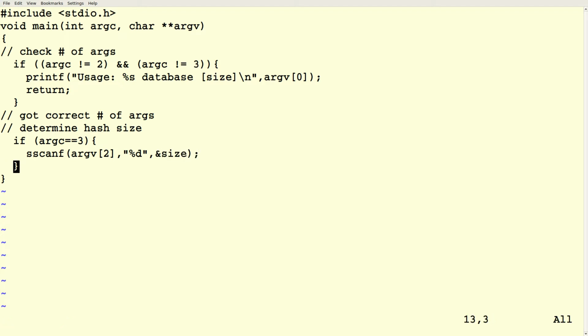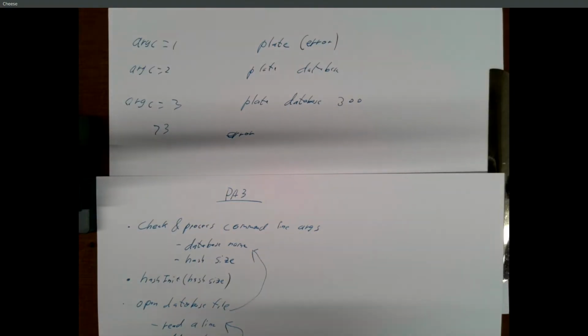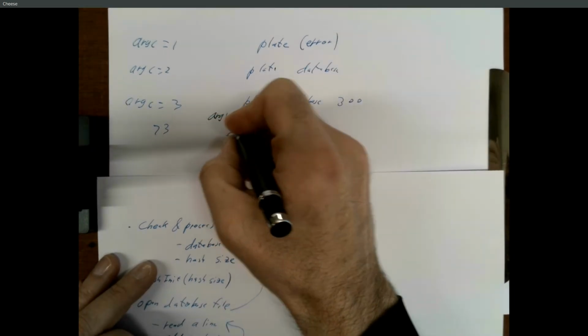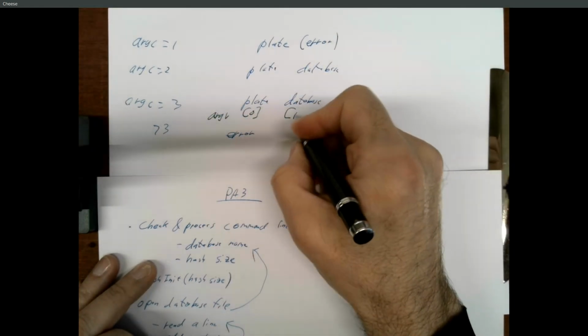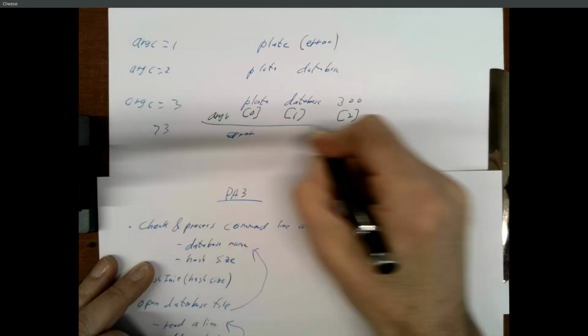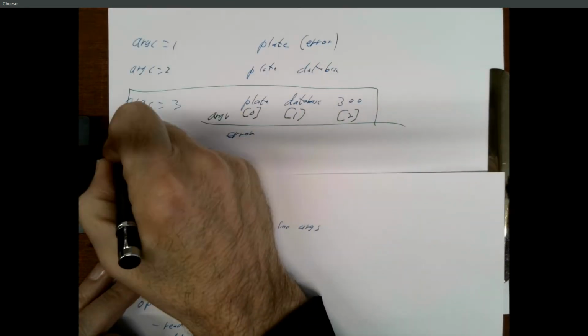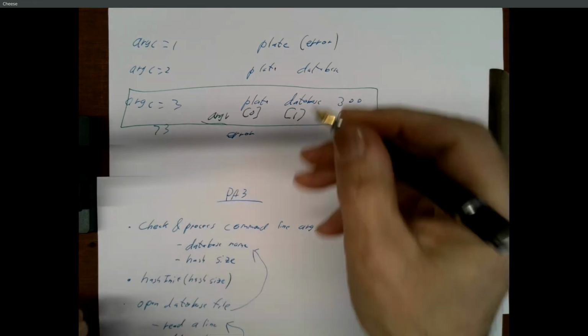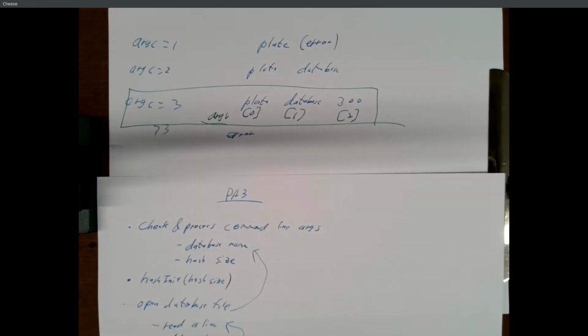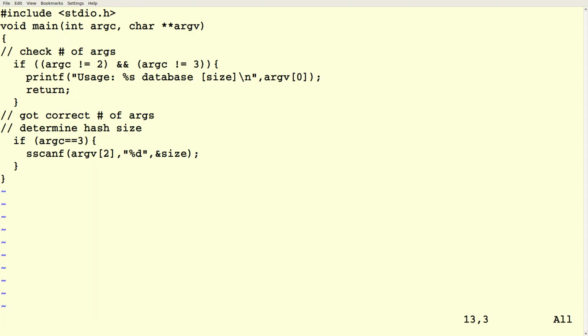All right, so if argc is equal to 3, I'm going to scan. Yes? You need to initialize size? I do. If argc is 3, I'm going to scan argv bracket 2. So argv bracket 0 is the file name, bracket 1 will be the database, bracket 2 will be the size, but only in the case where argc is equal to 3. If argc is not equal to 3, what's bracket 2? It's null. If I try to scan it, I seg fault. So I'm going to scan argv bracket 2 into size, and I need to declare size.